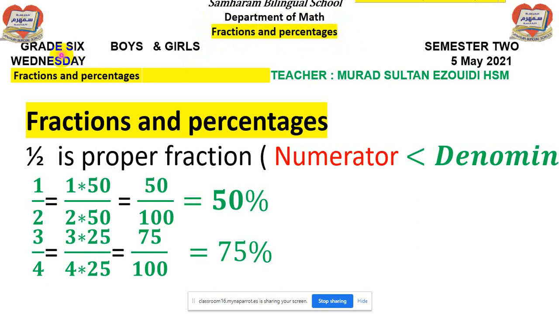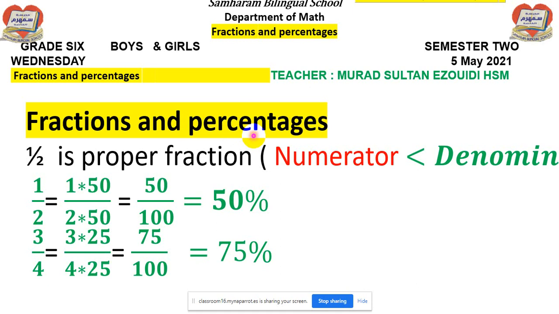Then you will write the day, Wednesday, 5 May 2021. Topic is fractions and percentages. Your teacher is Murad Sultan Zwidi, HSM. H means the name of my mother, which is Hania. S the name of my father, which is Sultan. M is me, Murad. Now we will start fractions and percentages.